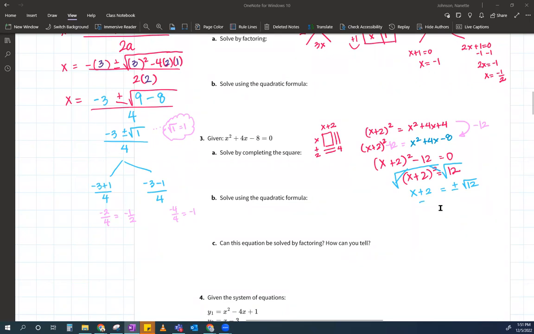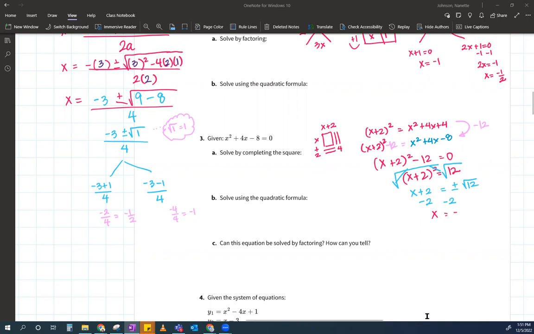Do not bring this tendency that some of my students do, and they're like, oh, let me just add it to the square root. No, right? These numbers here outside the square root do not get to play with the numbers inside the square root, okay? They're separated for a reason. So our final answer is x is equal to -2 plus or minus the square root of 12, okay?